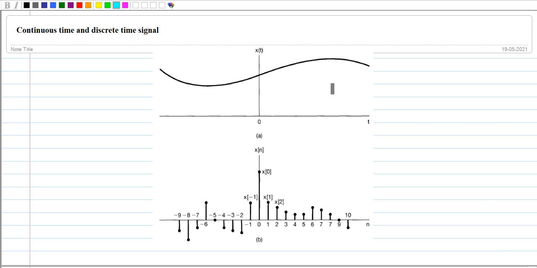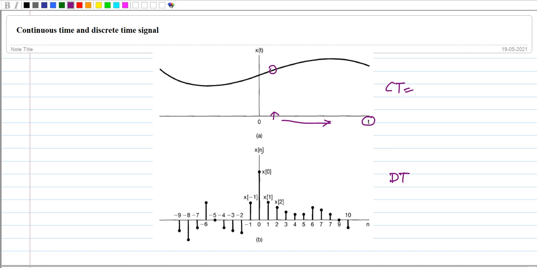I have shown two graphs over here. So the first one belongs to continuous time signal and this signal belongs to discrete time signal. What I mean by continuous time signal is that here the independent variable time is continuous. I can't pull out one value from here and tell the amplitude of the particular signal x of t. I can't tell like that. It is continuous over the range.